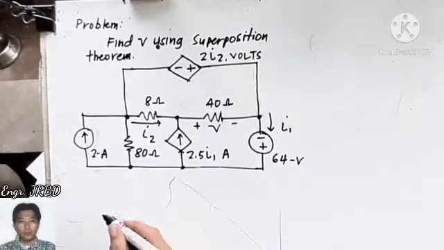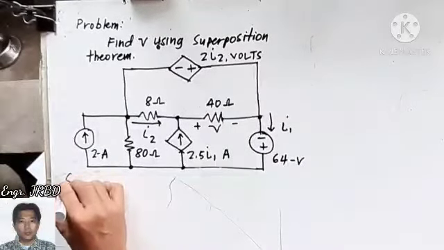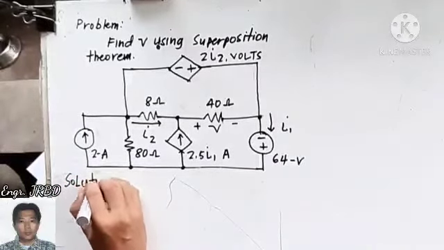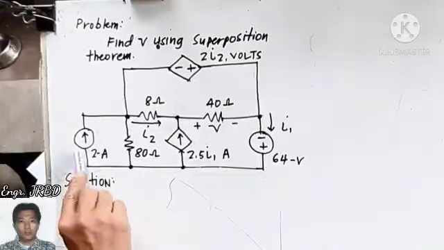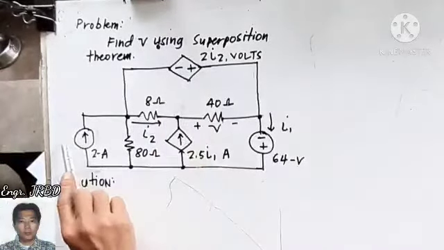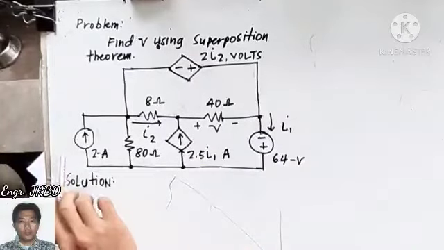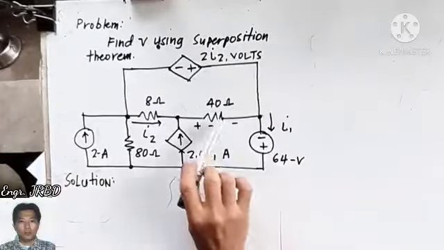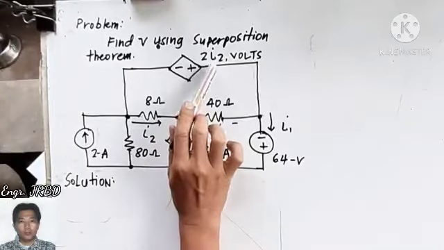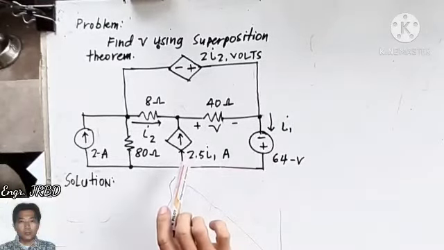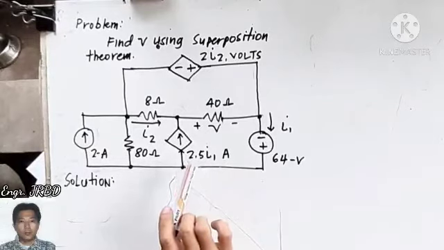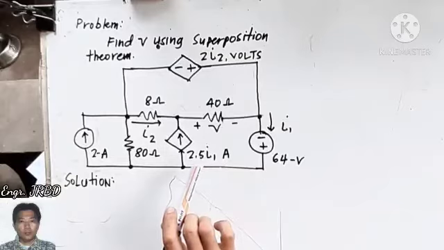Okay, so this will be our next example. This time we have a mixture of dependent and independent sources. Independent current source and independent voltage source. Dependent voltage source, which is current control, and dependent current source, which is also current control. Okay, remember this, whenever you are using superposition theorem, only include independent sources in superimposing the effect of one with respect to the others.